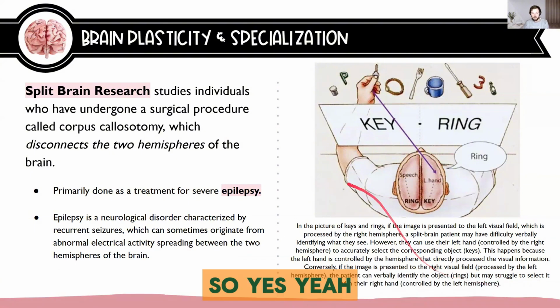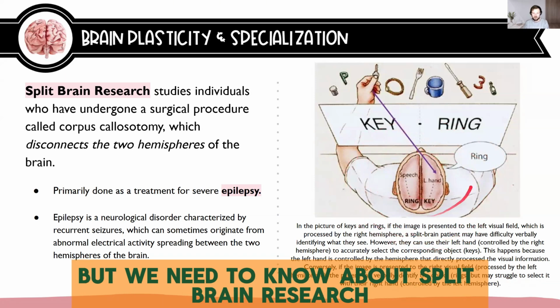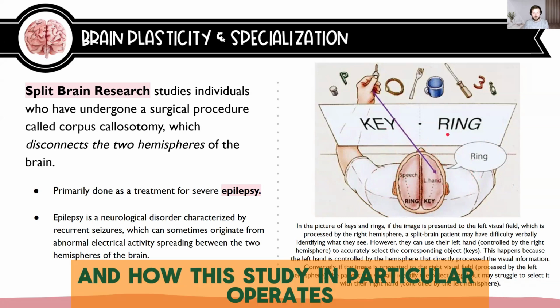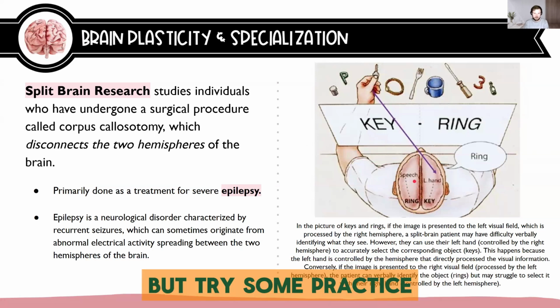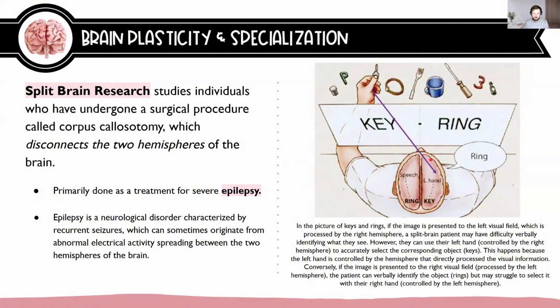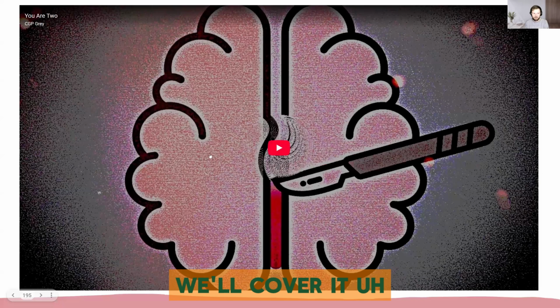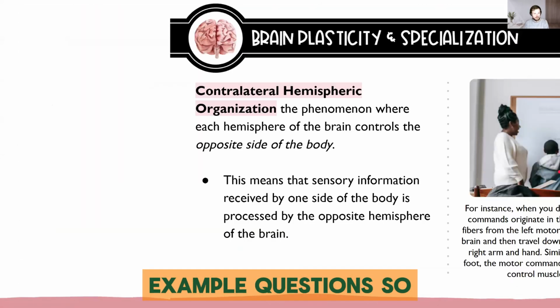So we'll look at a couple of examples of this in class, but we need to know about split brain research and how this study in particular operates, but we'll look at a couple of different sample studies. But try some practice problems with split brain research and the key and ring phenomenon, because I promise it'll be there in May. We'll cover it. We'll watch this video in class and cover a few more example questions.